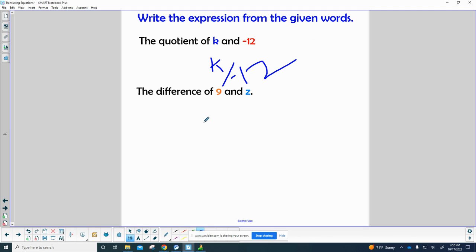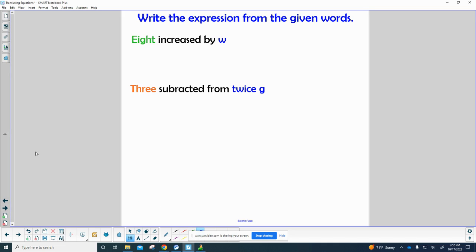The difference of 9 and z. Difference means subtract, so 9 minus z. Okay, keep going. How about 8 increased by w? So the number 8, increased by, which is addition, and w is a variable. 3 subtracted from, there's one of those switch-around words, from twice g. So twice g would look like this, and then 3 subtracted from that, we just go minus 3. And that would give us that expression.